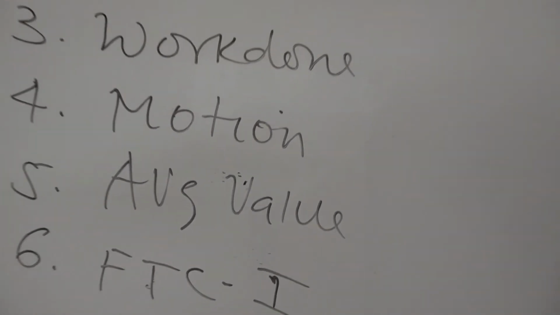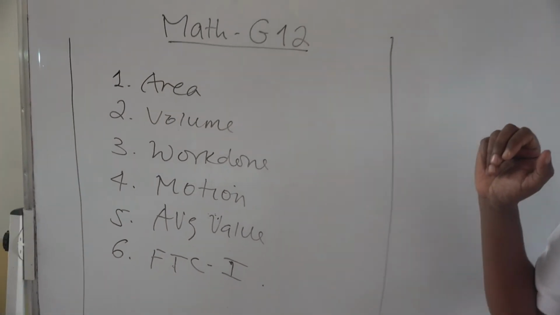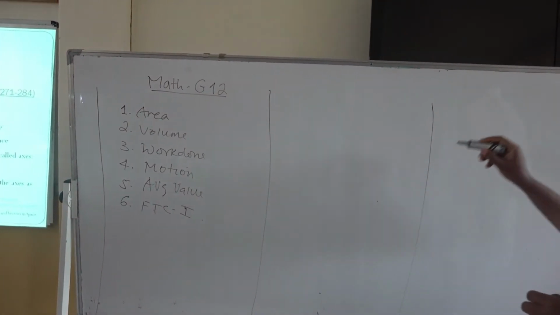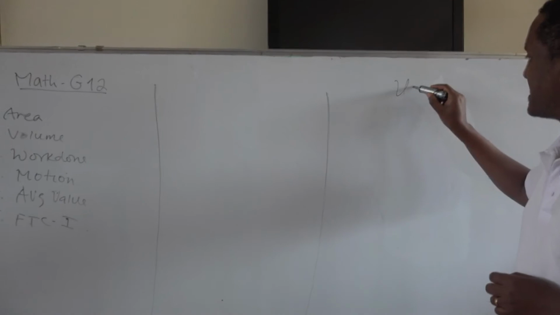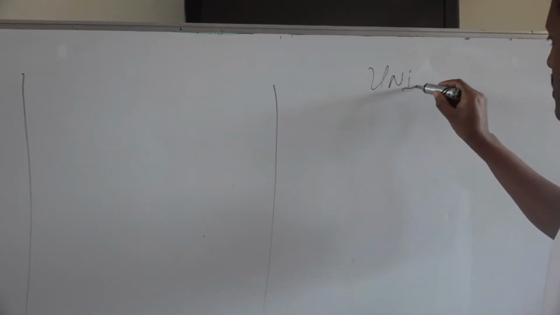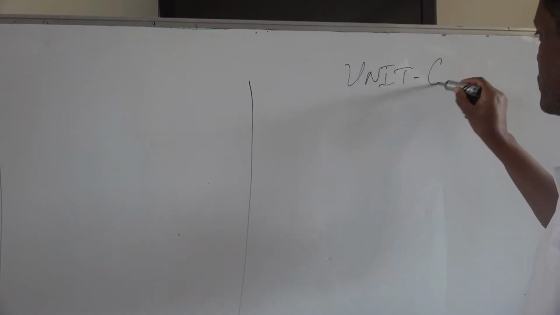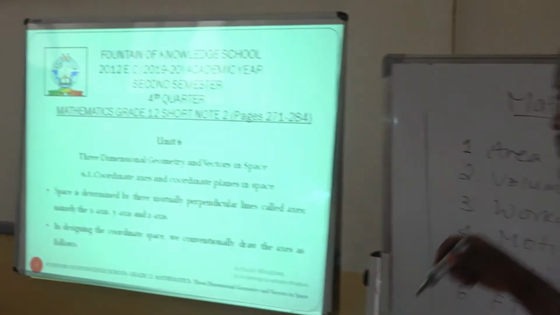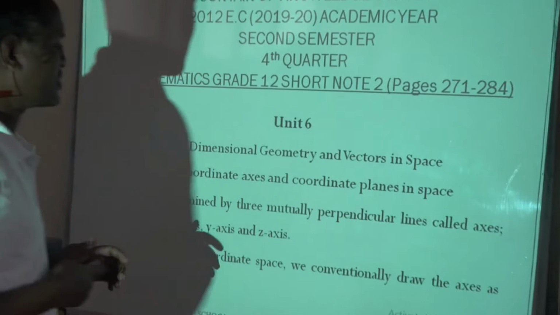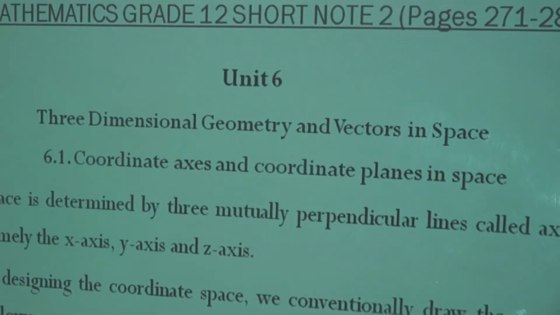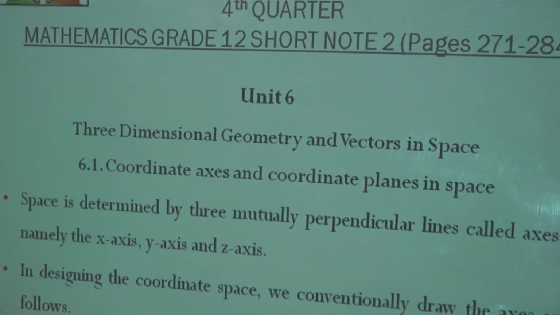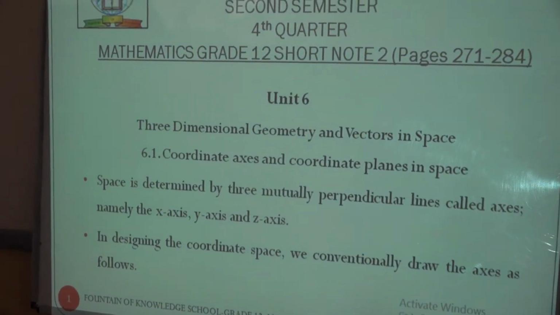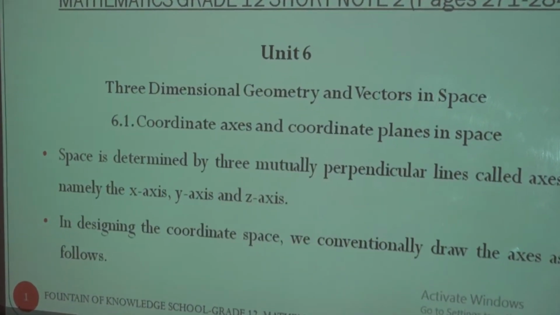Now, after saying this much about what we discussed last time, today we'll try to see the 6th unit of our course, Unit 6. It is titled Unit 6, 3-dimensional geometry and vectors in space. And the first subtopic of this chapter is about coordinate axes and coordinate planes in space.